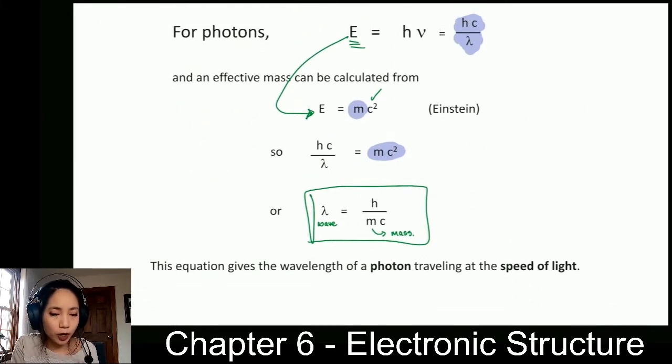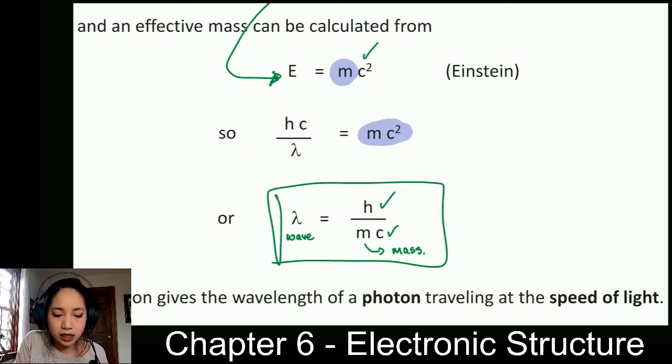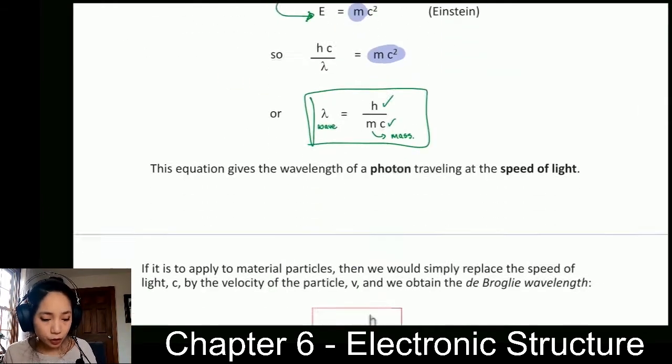The equation gives the wavelength of a photon traveling at the speed of light, in which it has an effective mass associated with it. And so what de Broglie says, using this equation, is okay, if light with a certain wavelength can have an effective mass, because remember, h, Planck's constant, and the speed of light are constants, so if the wavelength of light changes, so does the effective mass. So what de Broglie says is that if light is both a wave and a particle, and can have mass, then all objects can have both a wavelength and a mass. So that's essentially what he said.